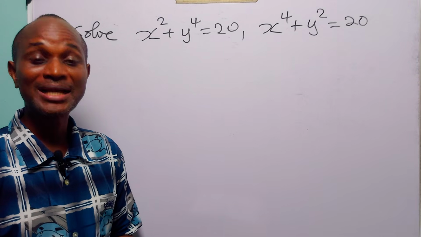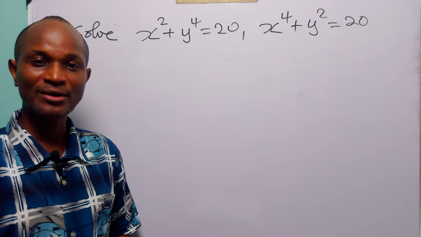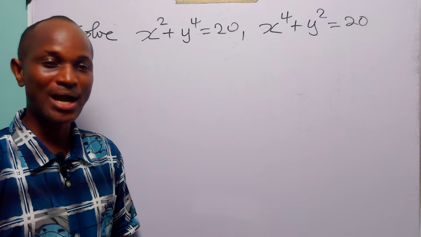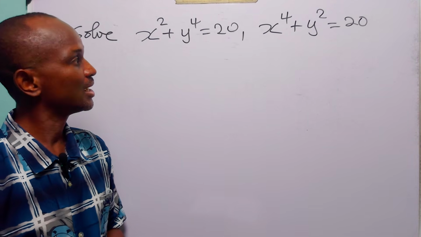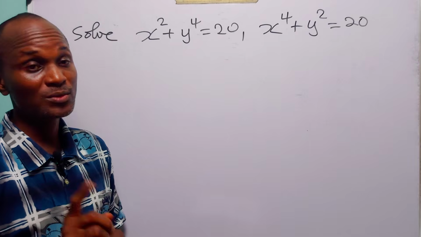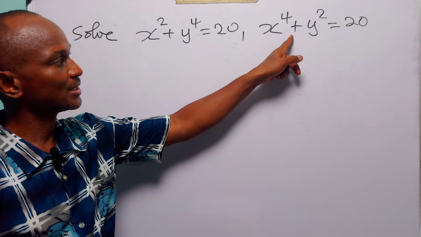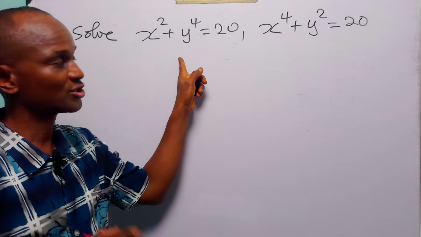Hello and welcome. In this math tutorial, our task is to find all the real values of x and y that satisfy these two simultaneous equations. Now, to solve this problem, we will start by subtracting the second equation from the first equation.